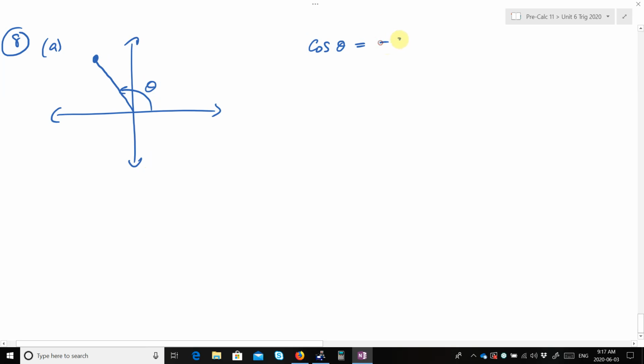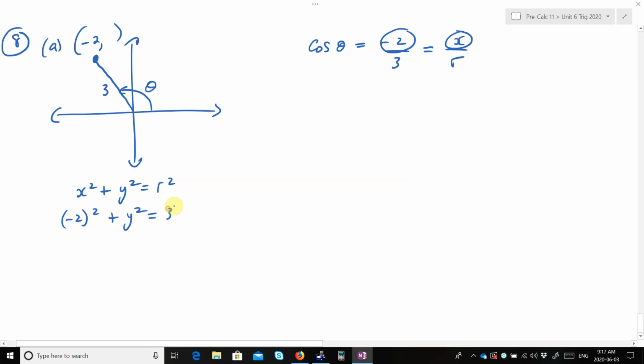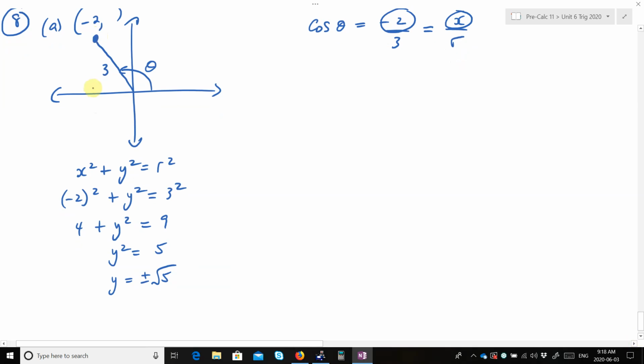Cos theta is equal to negative 2 over 3, and that's equal to x over r. R is always positive because it's the radius, so the r is 3. That means the x has to be negative 2. The x-coordinate is negative 2, and then we can figure out y using that formula, right? X squared plus y squared equals r squared. So negative 2 squared plus y squared equals 3 squared. So 4 plus y squared equals 9. Subtract 4 from both sides and you get y squared equals 5. So y is equal to plus or minus the square root of 5. And looking at the position of our point, that y coordinate is up, right? So it's positive. So y is the positive root 5. So we'd have root 5 in there.